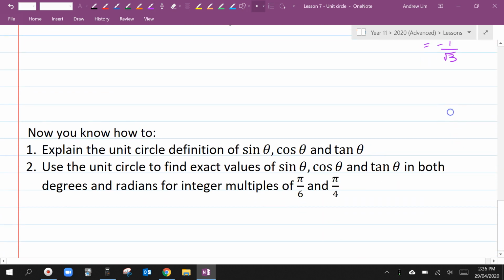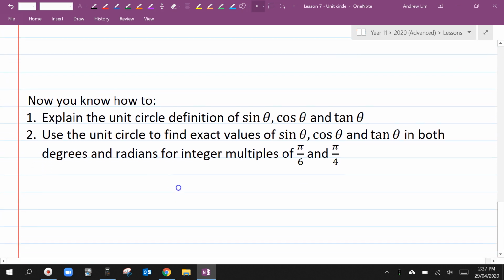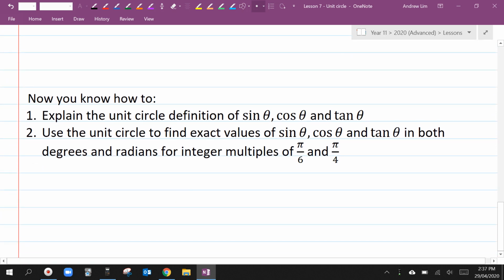Okay, so now you know how to explain the unit circle definition of sine, cos, and tan. And you also know how to use the unit circle to find the exact values of sine, cos, and tan in both degrees and radians for integer multiples of pi on 6 and pi on 4. Remember, it's very important for you to learn how to memorize how to construct the unit circle for exact values. And that's it for this video.